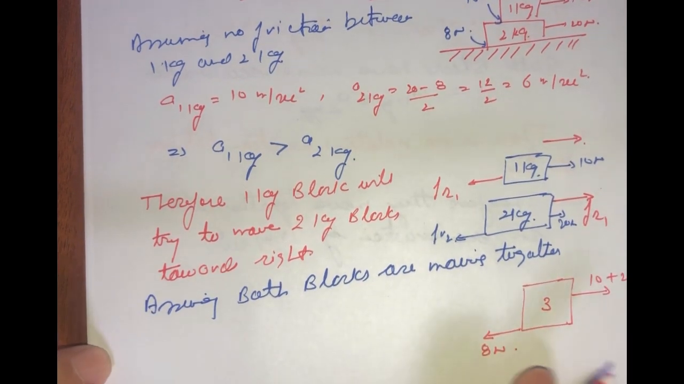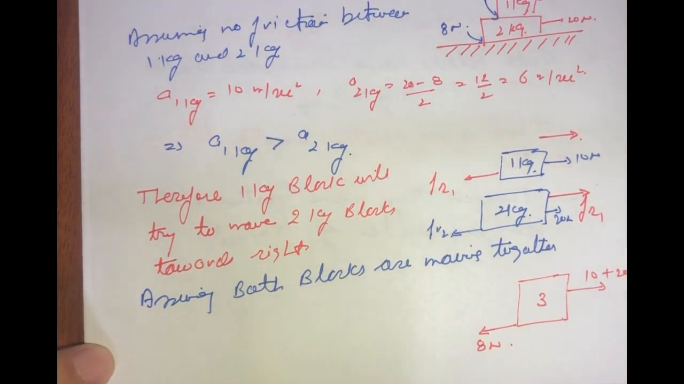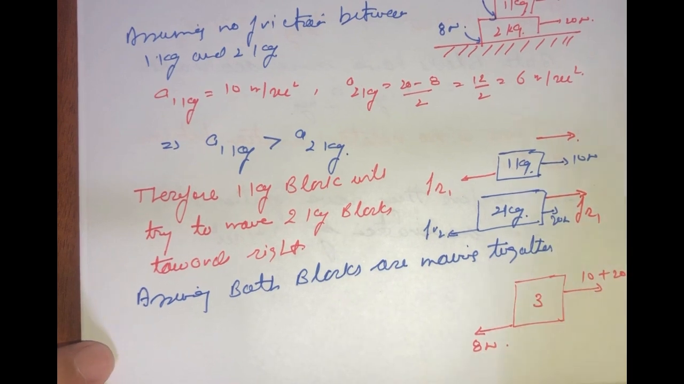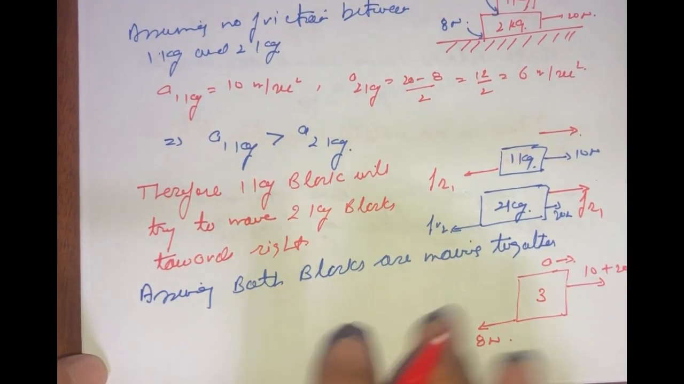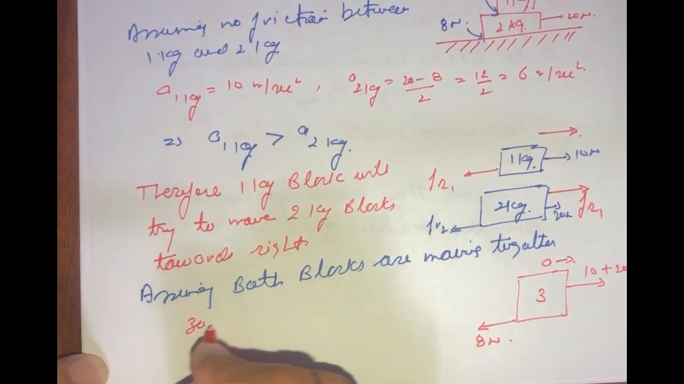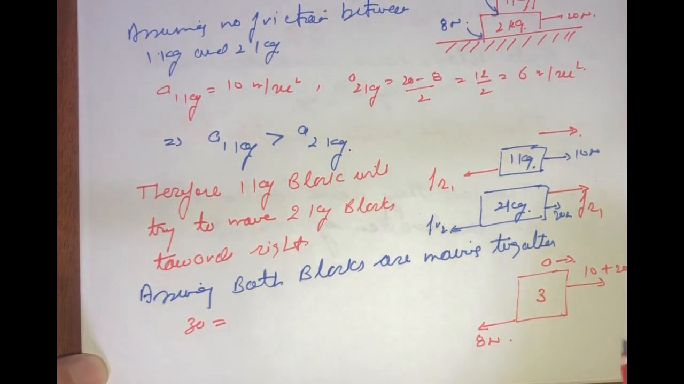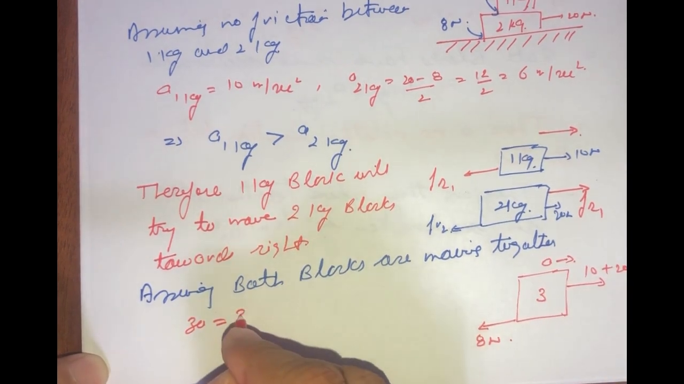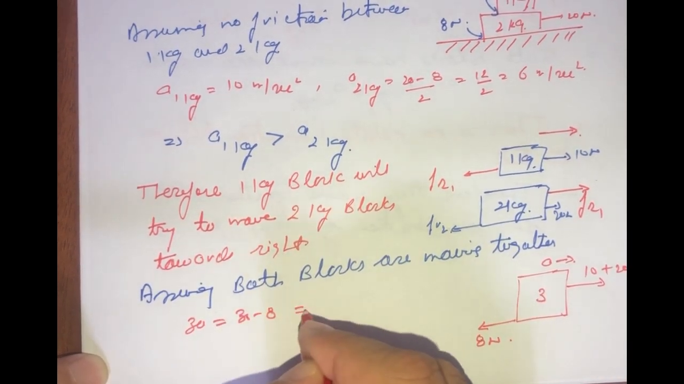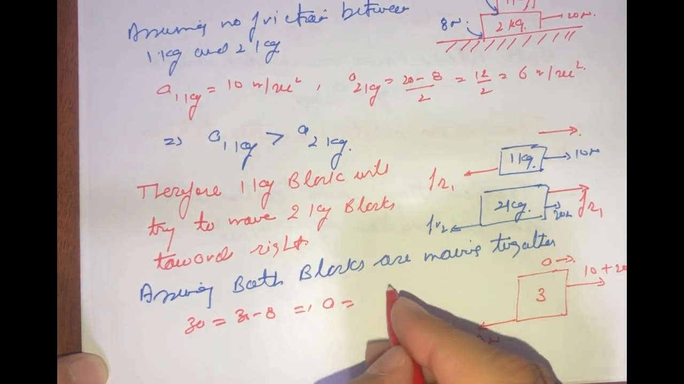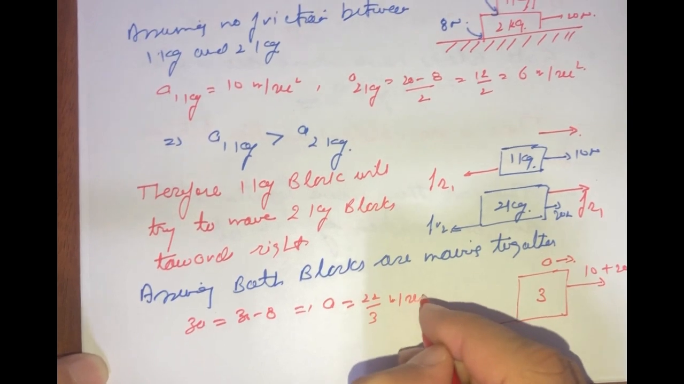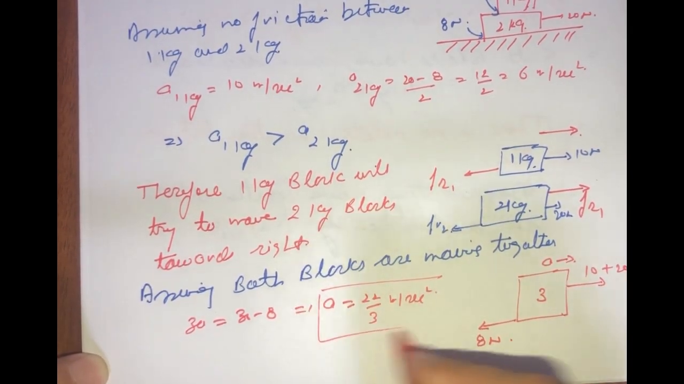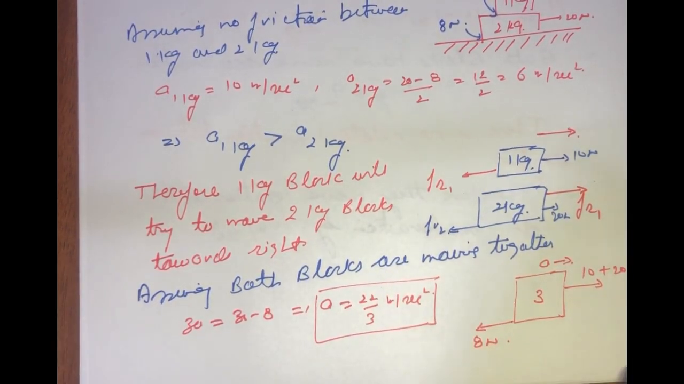So if they are moving together, and let us say they are moving with acceleration A in this direction, so we can find out that 3 times A is equal to 30 minus 8. From here we can say that A will be coming as equal to 22 divided by 3 meter per second square. So this is the combined acceleration for both the blocks.